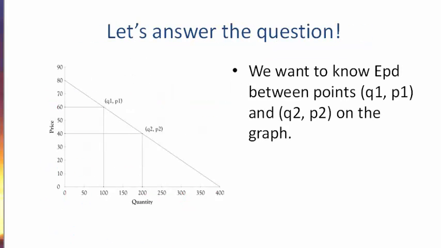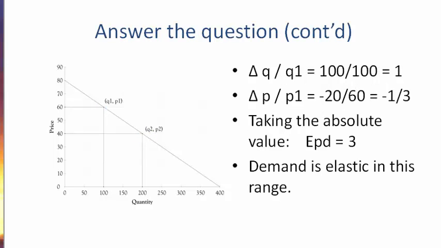Okay, let's answer the question about price elasticity of demand posed earlier. So recall that we want to know the price elasticity of demand between points Q1, P1 and point Q2, P2 on the graph. So remember that the formula is the percentage change in quantity demanded divided by the percentage change in price. So to find the percentage change in quantity, we take our change in quantity, which is from 100 to 200. So our change in quantity is 100 divided by the original quantity of 100 is equal to 1.